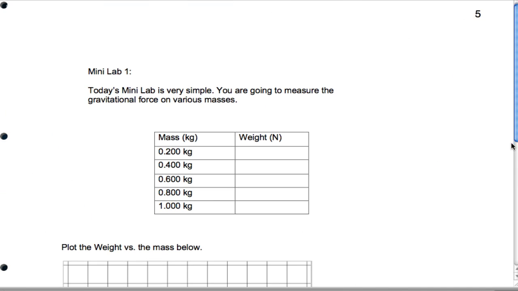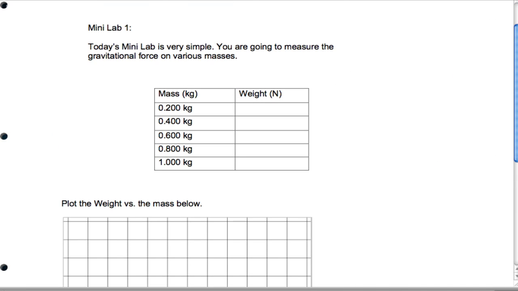Now, we did a lab, and what I did was I actually had you label the letters in the lab. I had you measure these. I actually had you take these masses, and then you measured the weight. And again, what you measured was the effect that gravity has on these objects.